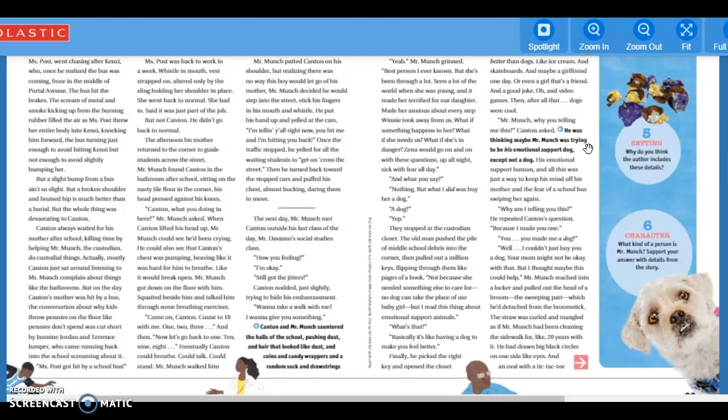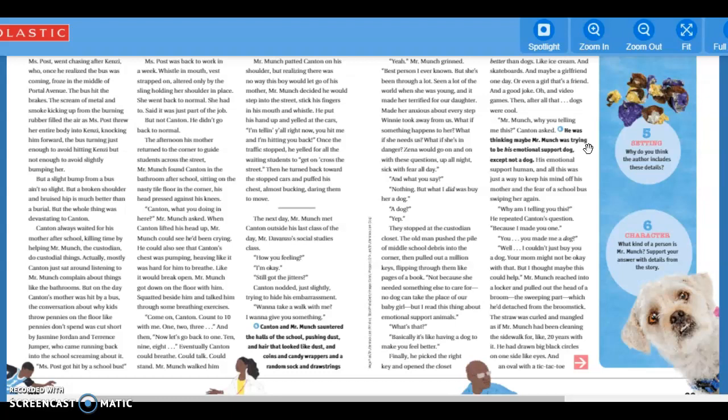Now, we all know what support therapy dogs are. We had a great dog at the beginning of the year in our classroom once a week, and we all miss her very, very much. So we all know what an emotional therapy dog is in Dynasty. So we all can connect to that.